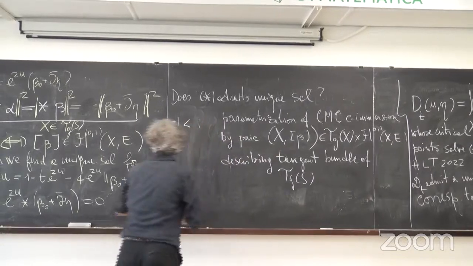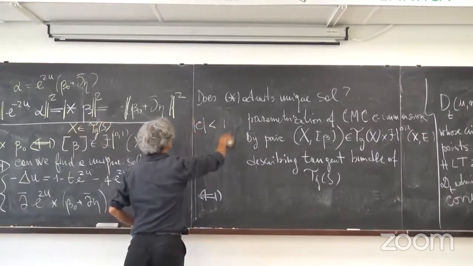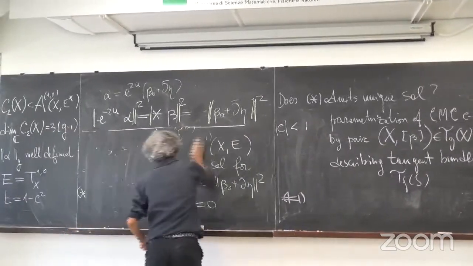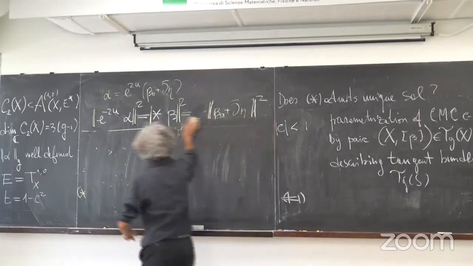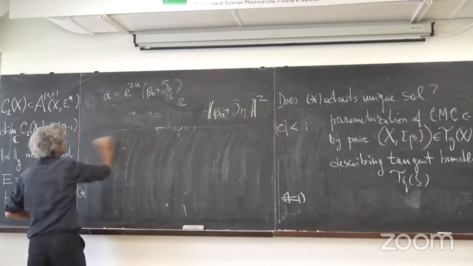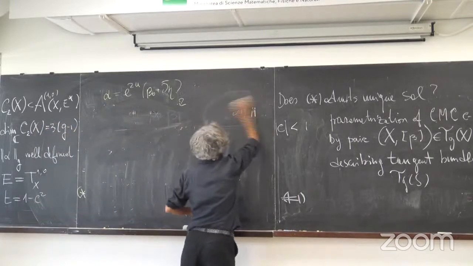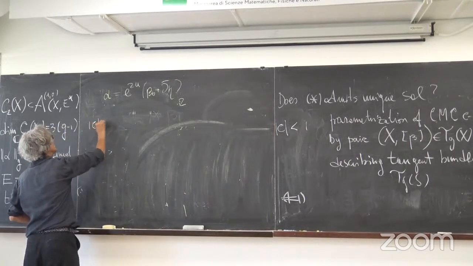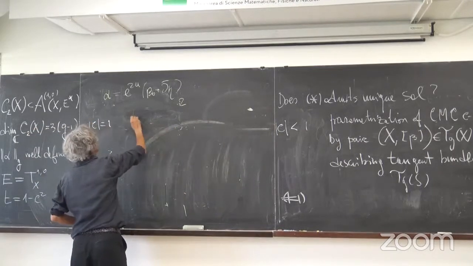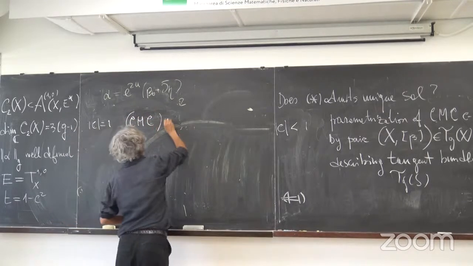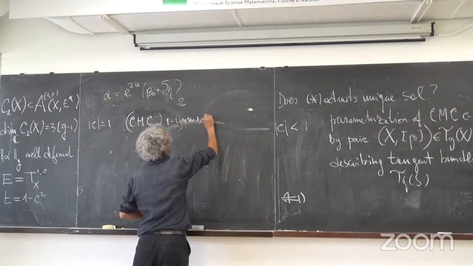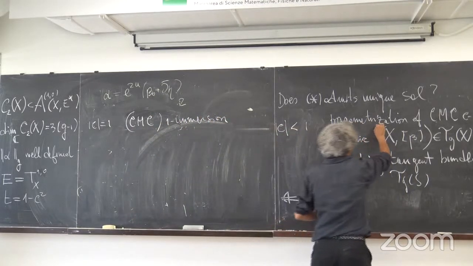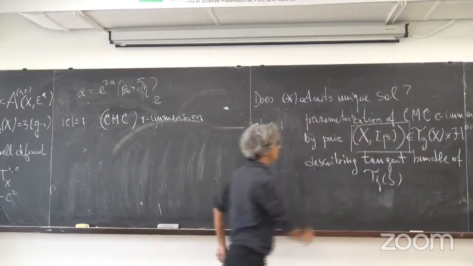So then you ask, okay, now this only concerns c smaller than 1. So what can you say if instead your constant is bigger or equal than 1? For time constraints, let me just focus on the case norm of c equal to 1, or more specifically CMC 1 immersions. Can we find, for an assigned pair X, beta, similarly a CMC 1 immersion?